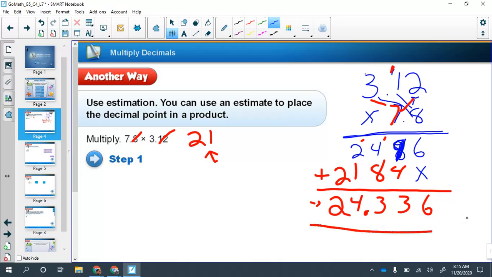So my answer is 24 and 336 thousandths. So that's one way that we can place our decimal, by using our estimate. In this case, it was 21 to place our decimal so that we end up with a 2 in the tens place, so that it's closest to our estimate as it can be.